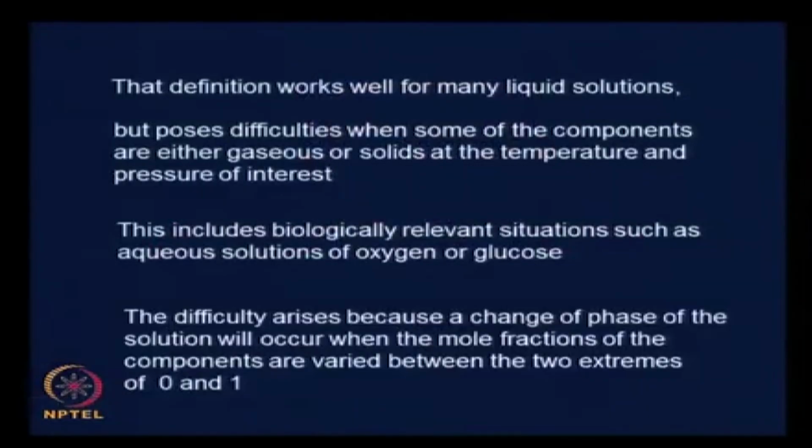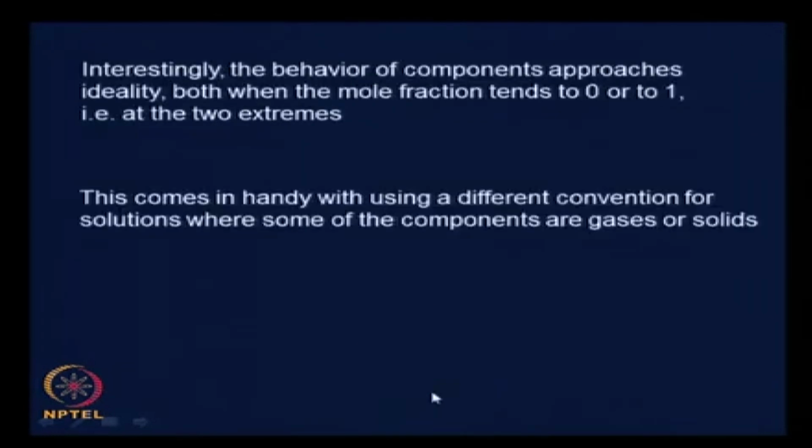For such cases this definition will not work, essentially because there is a change of phase that occurs when the mole fraction of the components is varied between the two extremes of 0 and 1. For this we needed a different formulation, and we used the fact that the behavior of the components approaches ideality when the mole fraction tends to either 0 or 1. At both extremes the behavior becomes ideal as expected. At 0 there is no component, at 1 that is the only component, so that will be either nothing or a pure component, which is an ideal situation.